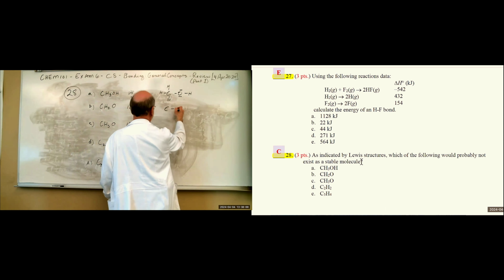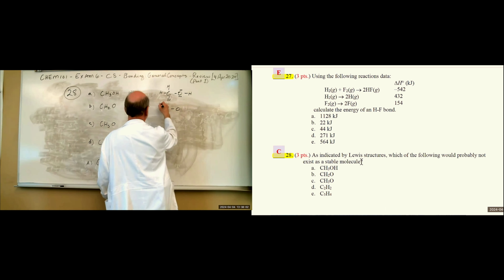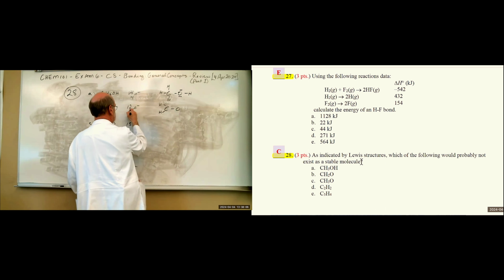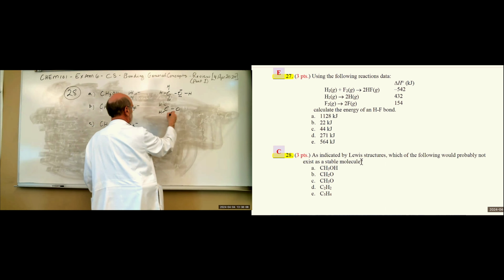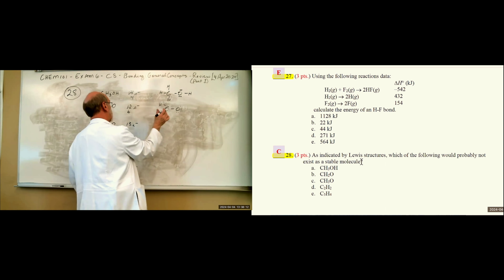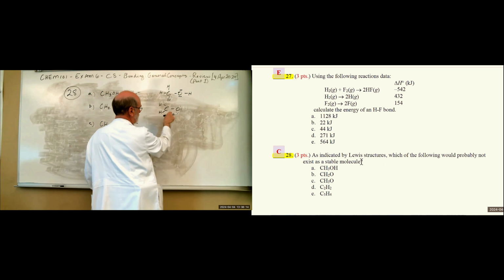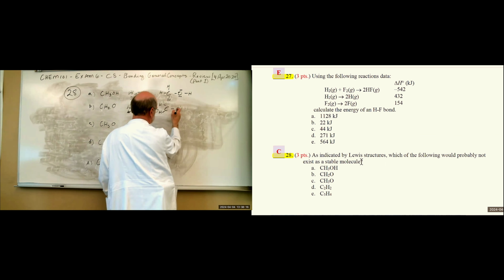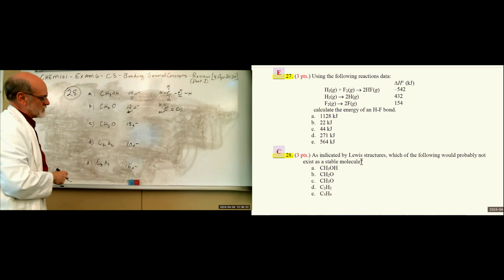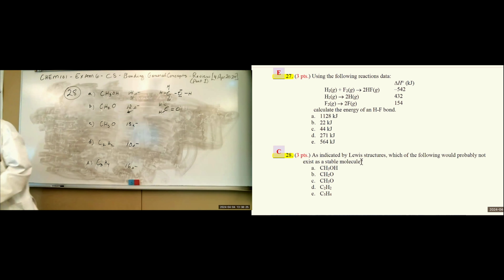How about this one? Carbon in the middle, oxygen, and then 2 hydrogens. Okay, so that's 2, 4, 6. That means we have 6 left over. 2, 4, 6. Okay, used up all our electrons. And we need to make an octet here. So let's pull these 2 over like that. That works. In fact, that's formaldehyde.